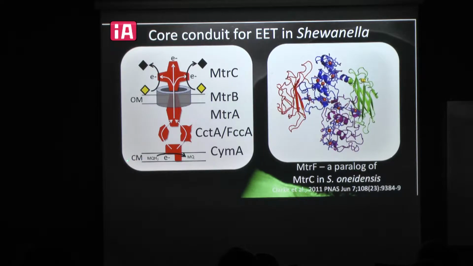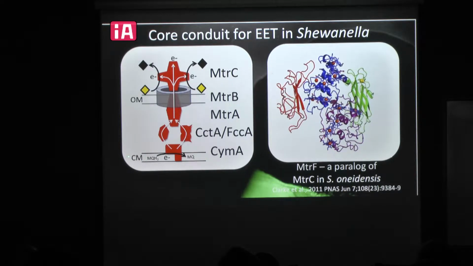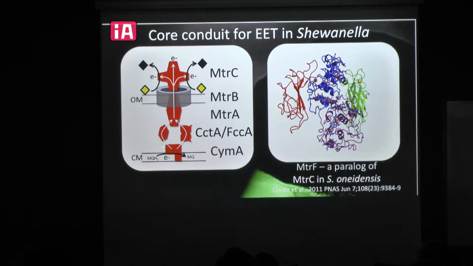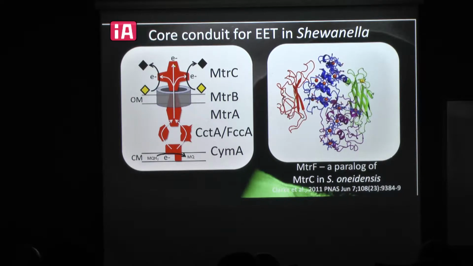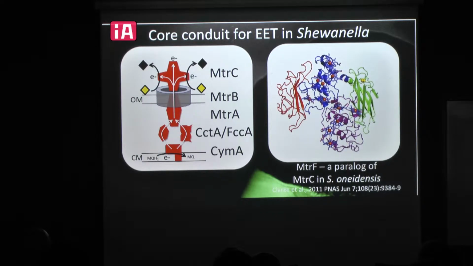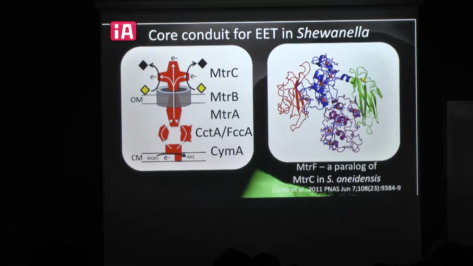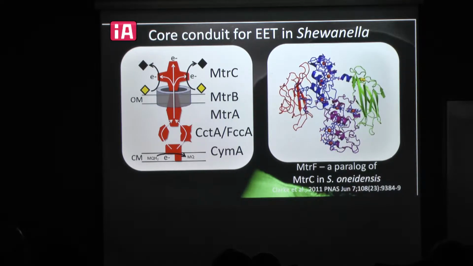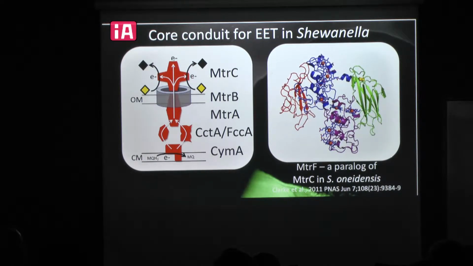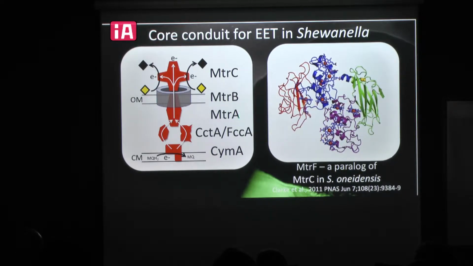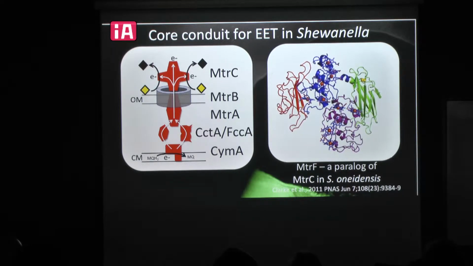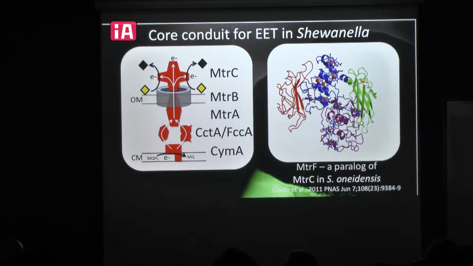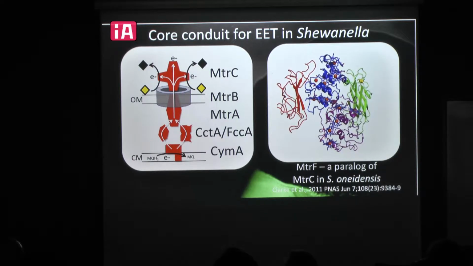And basically, electrons from the inner membrane or the cytoplasmic membrane here are trafficked to the outside of the cell through primarily a series of multi-heme cytochromes. So all those red proteins there, multi-heme cytochromes, including MtrC on the outside, which is a decaheme cytochrome. This is a crystal structure of a paralog of that protein, but basically it's what MtrC looks like. MtrA is also a decaheme cytochrome.